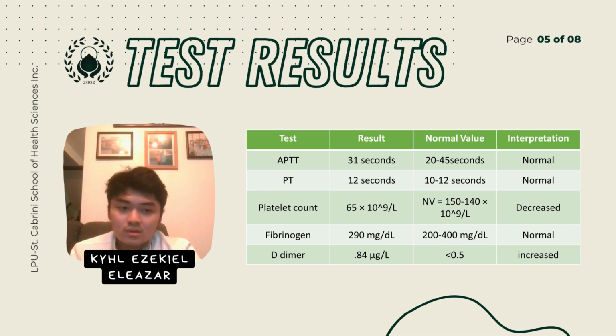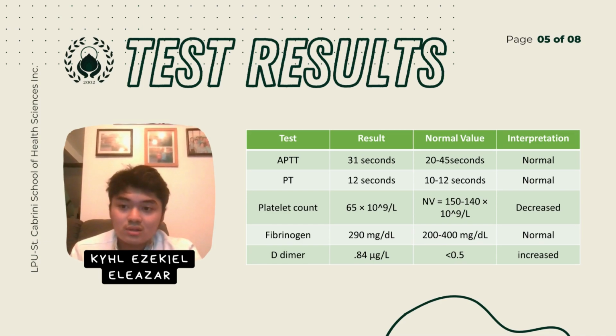The reason why the platelet count was decreased was because of heparin-induced thrombocytopenia or HIT, a condition characterized by the decrease in platelet count caused by the use of heparin, a commonly used anticoagulant medication. HIT is associated with an immune-mediated reaction in response to heparin, leading to the formation of antibodies.